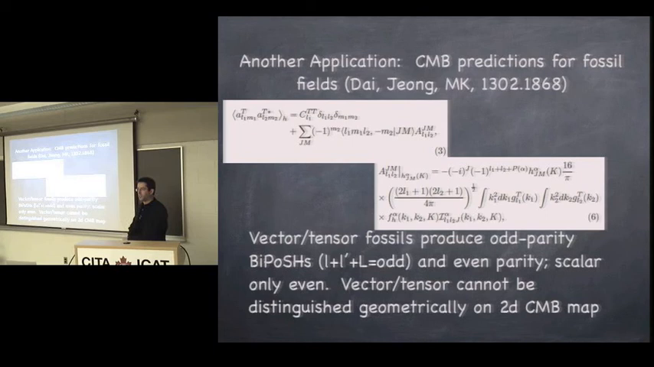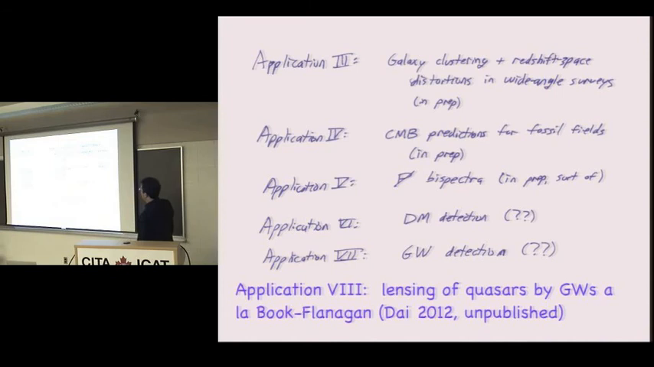And then there are a number of other applications. I won't go through all of them. We're writing a paper now on redshift space distortions in wide-angle surveys. When you usually hear people talk about redshift space distortions, you look along some line of sight, and then you consider a Fourier mode transverse to the line of sight. But now if I have a wide-angle survey, I look at this line of sight, I look at this line of sight, that transverse Fourier mode is different than this transverse Fourier mode.